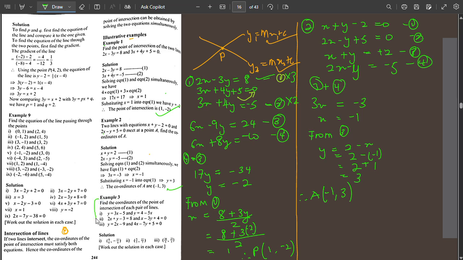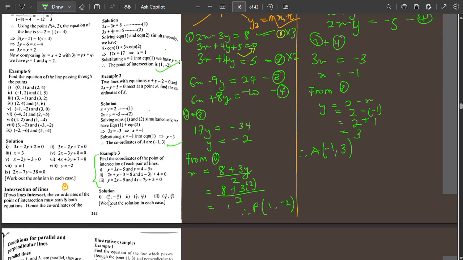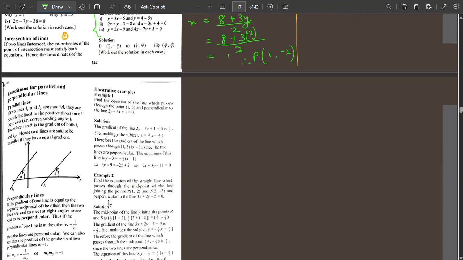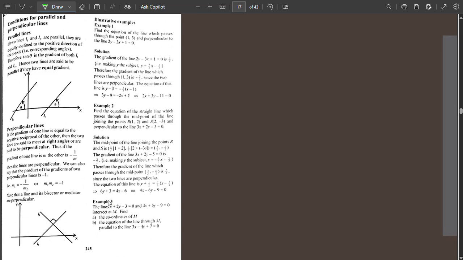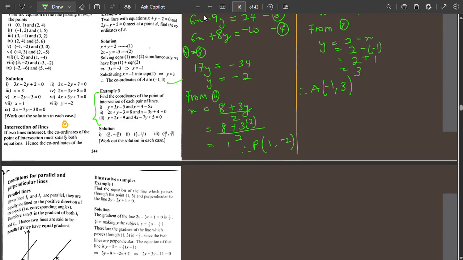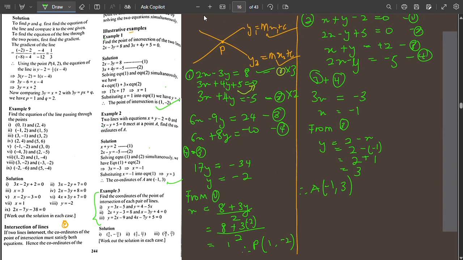So these are all examples with the same concept: to solve the equations simultaneously and have the answers. Thank you. So these are the equations. You can pause the video and solve them, or you could just solve them from the Acula Math textbook.